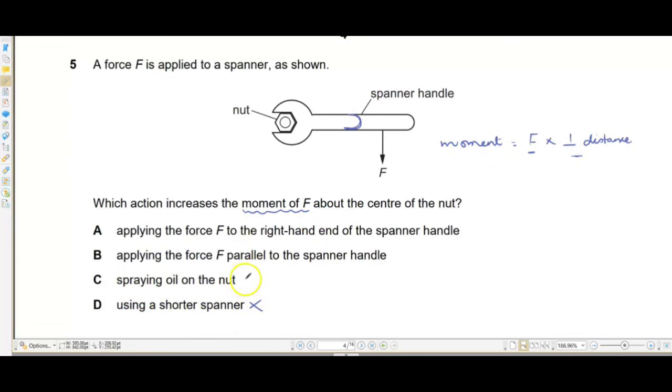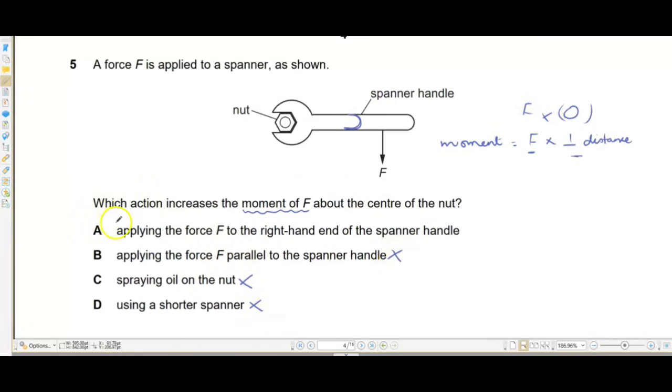C, spraying oil on the nut. This is going to help us reduce friction and has nothing to do with moment of force. So this option is also not applicable. Applying the force F parallel to the spanner handle: if we do that, that would make the perpendicular distance 0. And if that is 0, the resultant moment is also going to be 0. If one of these is 0, this multiplied by this is going to give us a 0 moment. So this can't be it.